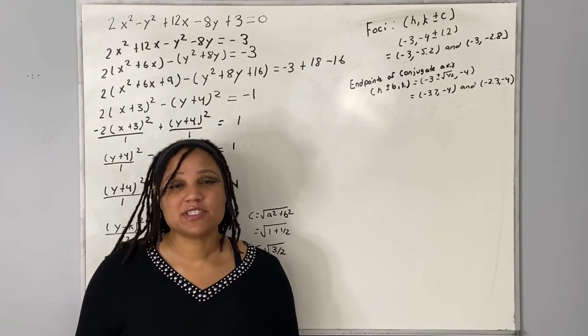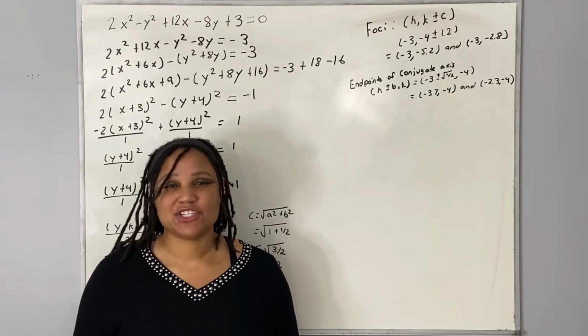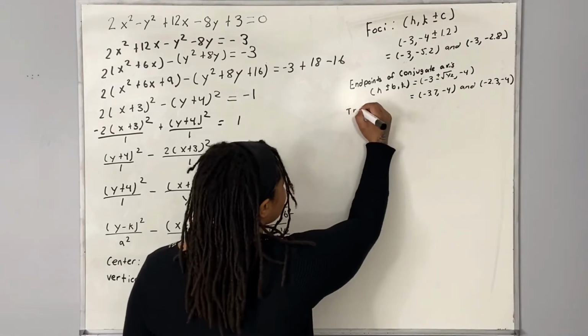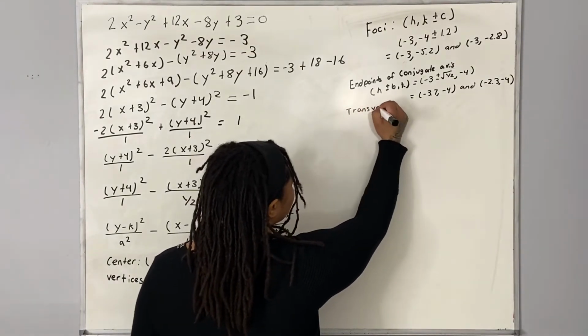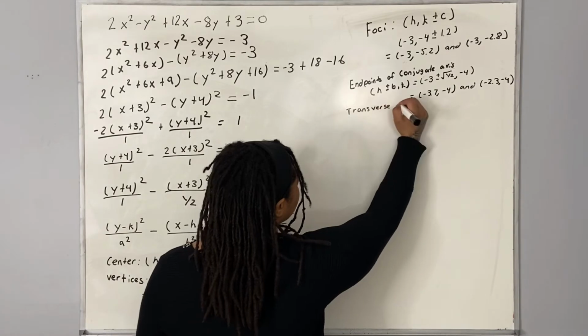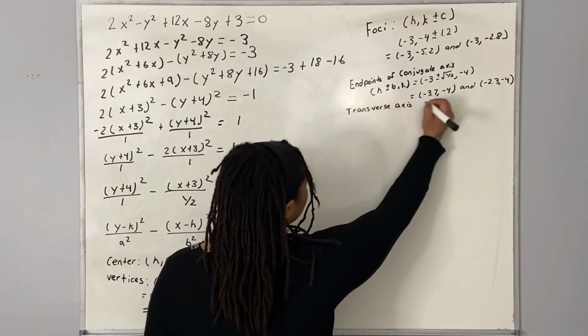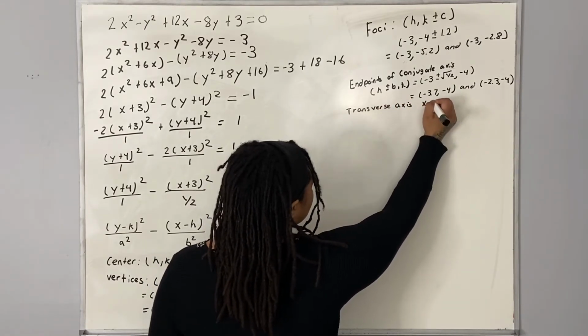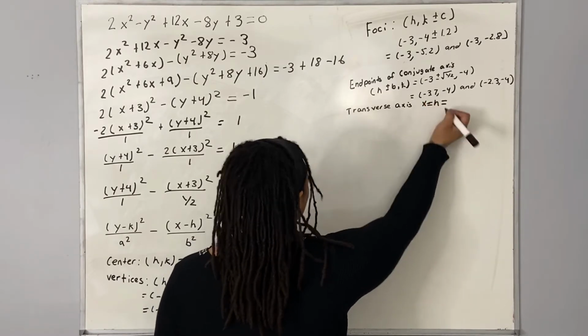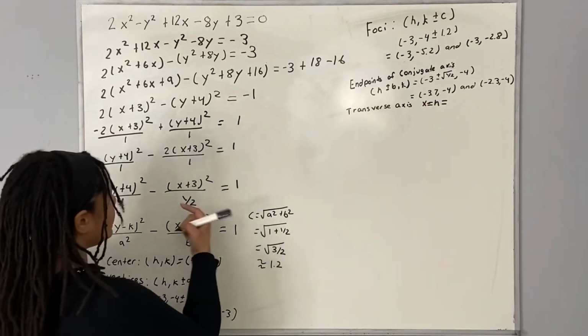Now our transverse axis is going to be vertical. So that's going to be x equals h. So our transverse axis is going to be x equals h, which is equal to -3.